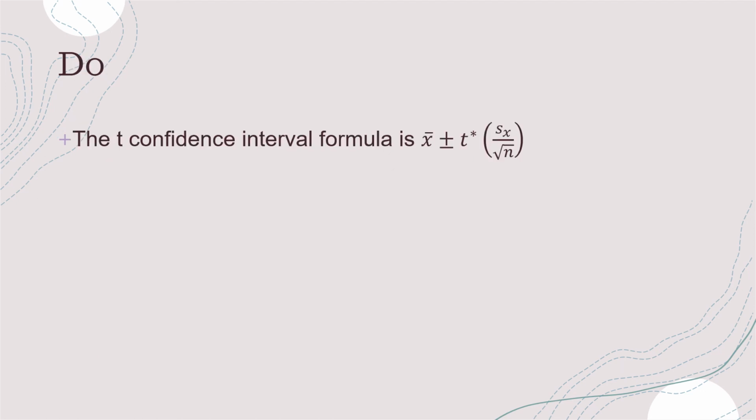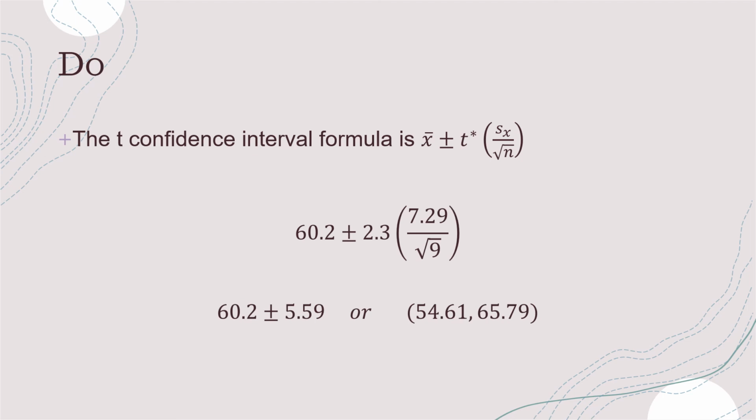All right, do. So you're doing a t confidence interval with your formula: x bar plus or minus t star, and then Sx over the square root of n. So you plug in your numbers. The Sx over square root of n is known as the standard error, or SE, and it's used for sampling. When you plug everything in, you get 60.2, which was the mean calculated from those 9 points, plus or minus 2.306.